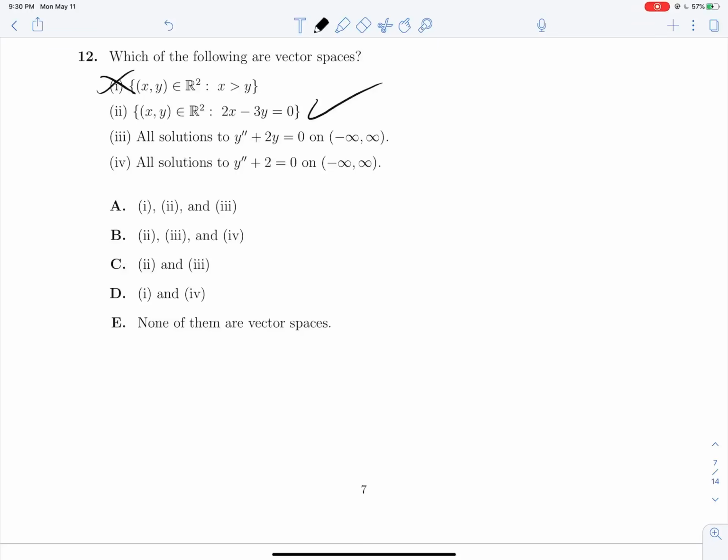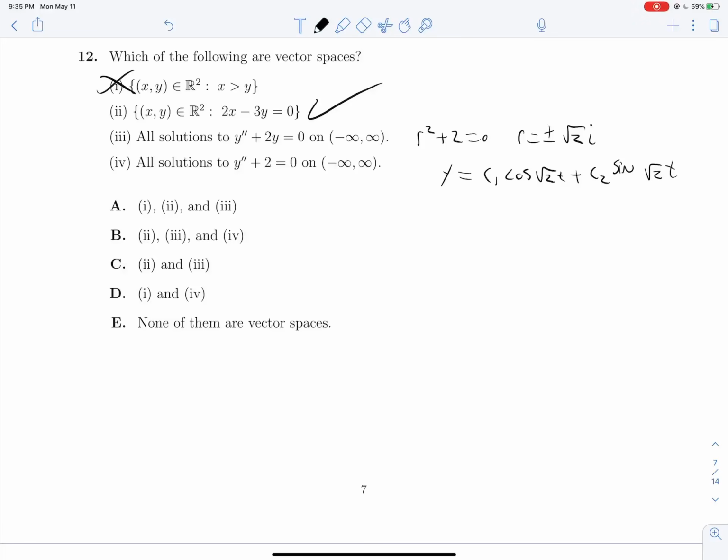Okay, what about 3? All solutions to this guy on negative infinity to infinity. Well, let's find our solution. This characteristic equation is r squared plus 2 is equal to 0. r is equal to plus or minus root 2 i, and so y is equal to c1 times cosine root 2 t plus c2 times sine root 2 t.